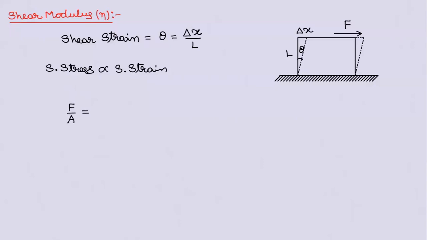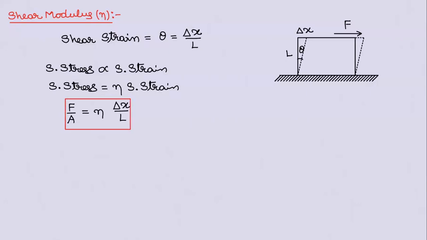Then the proportionality constant, I'll replace with eta. That proportionality constant eta is called the shear modulus. So F by A equals eta times shear strain, delta x by L. You have to remember this. Sir, in exam, can I develop it? Yes, you can develop it, because if you understand the basic idea here, then you can develop this in the examination. No problem at all.